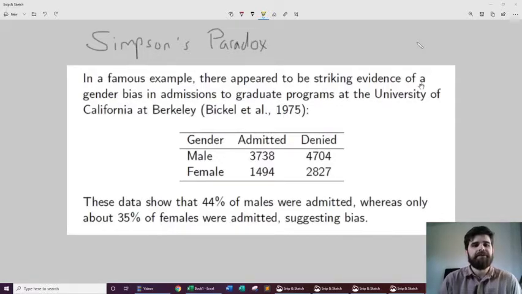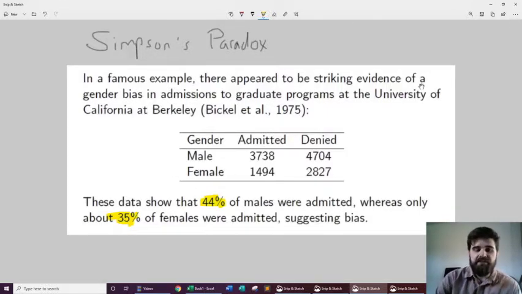class. So we're going to take a look at a really famous example where the University of California at Berkeley was accused of discriminating against female applicants to their graduate school. So if we look at the data, it looks pretty bad. 44% of the males that applied to the school were admitted, whereas only 35% of the females were admitted. So this looks pretty damning. It looks like they might have had a preference for males.